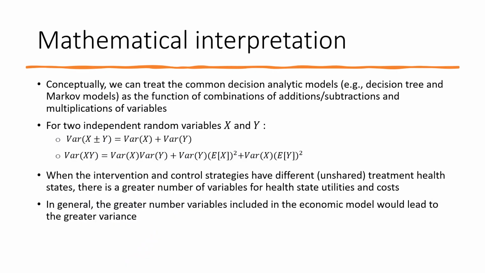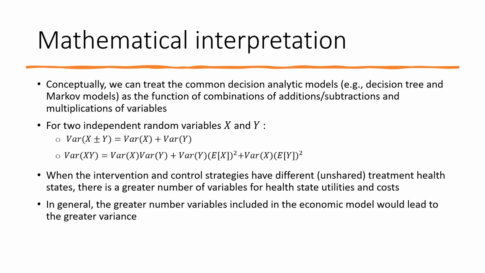Conceptually, we can treat the common decision analytic models, decision tree and Markov models, as the function of combinations of additions, subtractions and multiplications of variables. Then, we can start with the basic concepts of the variances for additions or subtractions and multiplications. When the intervention and control strategies have different, unshared, treatment health states, there is a greater number of variables for health state utilities and costs.